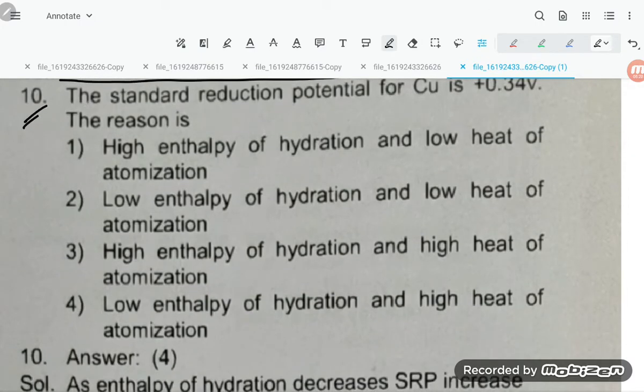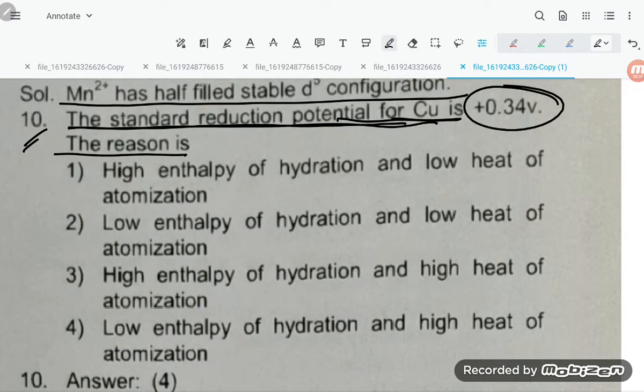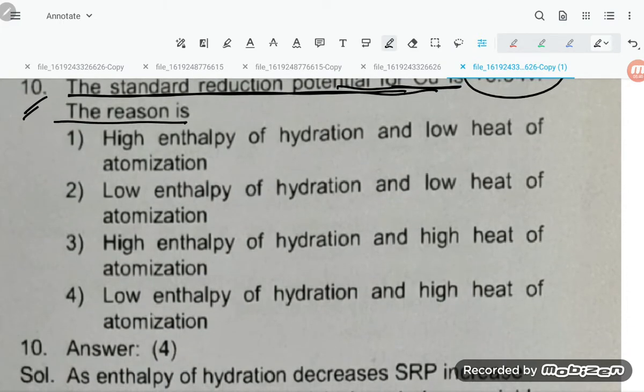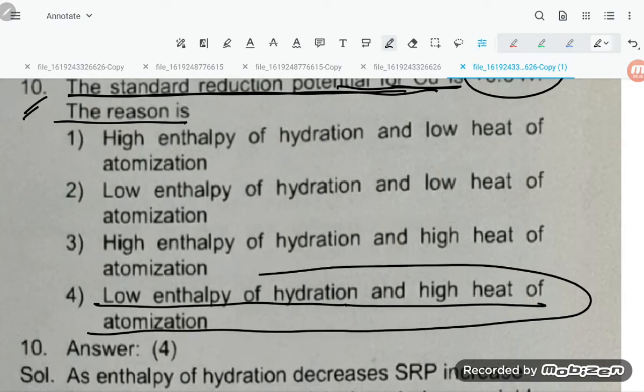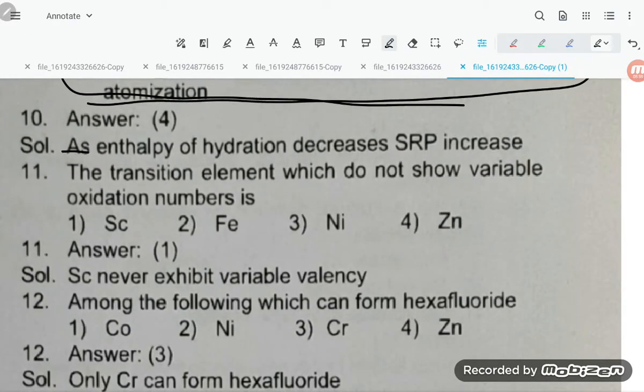Now let us move to question number 10. The standard reduction potential for copper is +0.34 volt. The reason is low enthalpy of hydration and high heat of atomization. Because of these, the standard reduction potential of copper is +0.34. As enthalpy of hydration decreases, SRP increases.